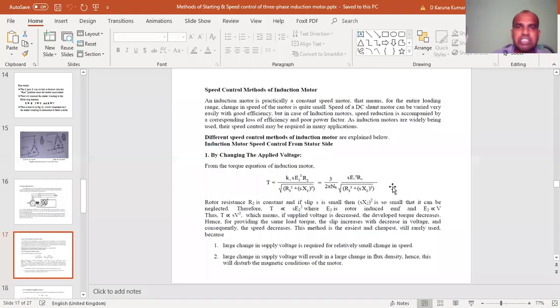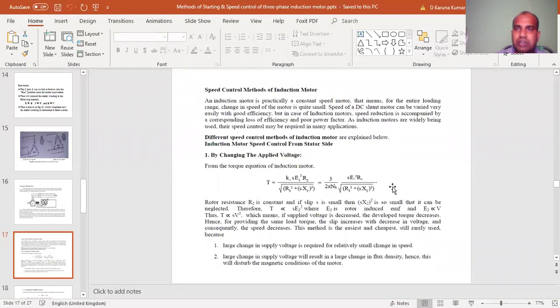The next topic is the speed control methods of the induction motor. The induction motor is actually a constant speed motor. When the load varies over the entire range, the change in the speed of the motor is very small. The speed of a DC motor can be varied very easily with good efficiency, but in the case of an induction motor, the speed reduction is accompanied by a corresponding loss of efficiency and poor power factor. So speed control may be required in many applications.